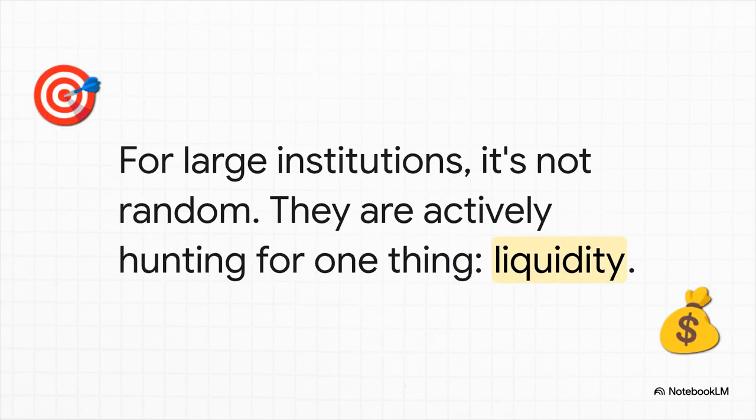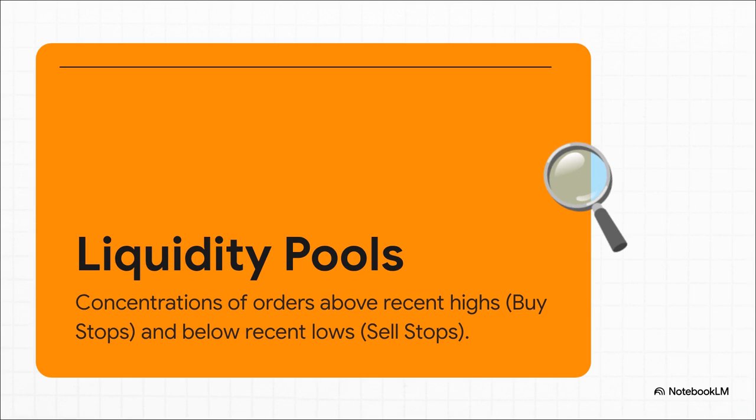Well, here's the thing. For the big players, we're talking the huge funds, the institutions, it is not random. Not at all. They're moving with a very clear purpose. They're hunting for one specific thing: liquidity. And where do they find this liquidity? Well, it's gathered in specific spots we call liquidity pools. Now, don't let the name scare you. It's just a big pile of orders. Think about it. All those buy stops people place right above a recent high, and all those sell stops waiting just below a recent low. These pools are like giant magnets for price. The market is just drawn to them.